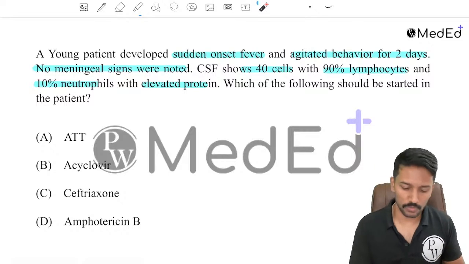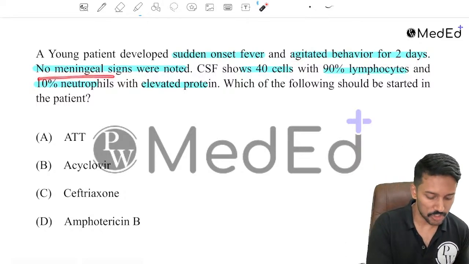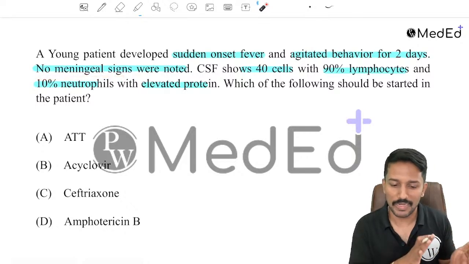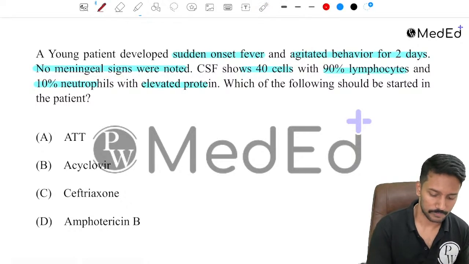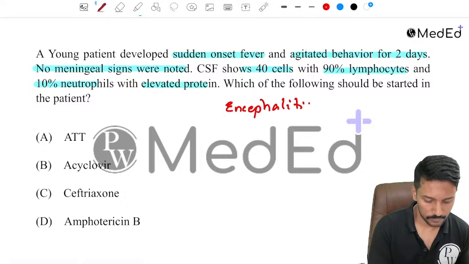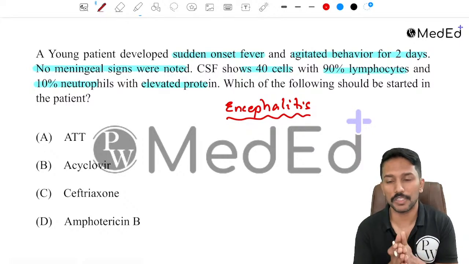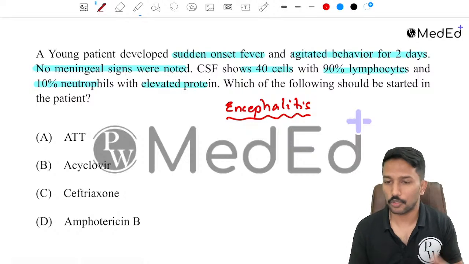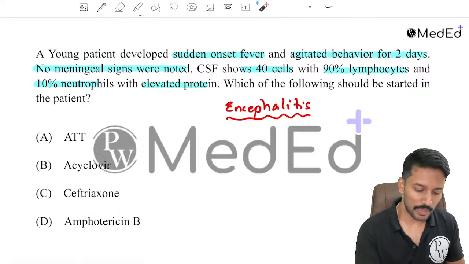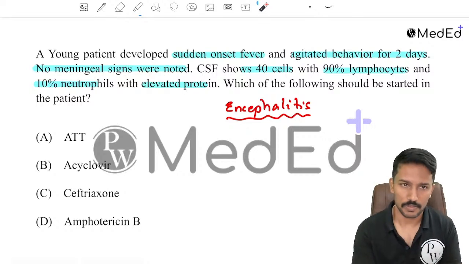But meningitis alone will not explain his agitated behavior. Second, there are no meningeal signs present, so meningitis becomes a bit less likely. So what could it be? It is most likely encephalitis. Meningitis is inflammation and infection of the meninges. Encephalitis is inflammation and infection of the brain parenchyma. Because the brain parenchyma is involved here, the patient probably has the behavioral changes.